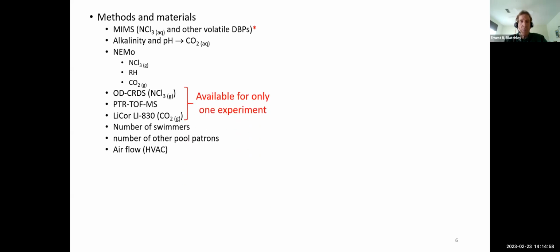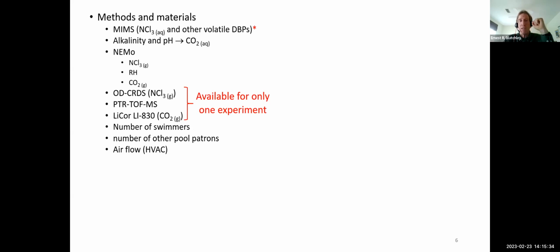For one of the experiments that I'll talk about, and that will really be a focus here, we used some pretty high-end instruments that we were able to configure on the pool deck at a pretty large competition. They include an online derivatization cavity ring-down instrument that Thomas Foldis brought to these experiments, a time of flight mass spectrometer, and then another instrument called a LICOR. It's made by a company called LICOR and allows for real-time measurements of carbon dioxide in the gas phase.